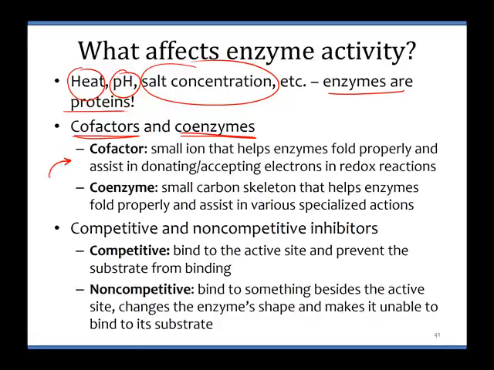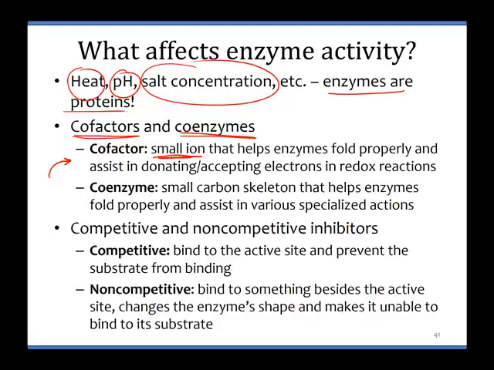Cofactors are small ions like magnesium and zinc and iron. They help enzymes fold properly. These ions are highly charged, so they can help enzymes fold. They also assist in donating or accepting electrons during redox reactions, especially iron. Iron is really good at this because iron has multiple oxidation states, as you may remember from chemistry.